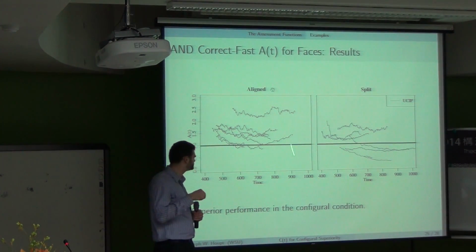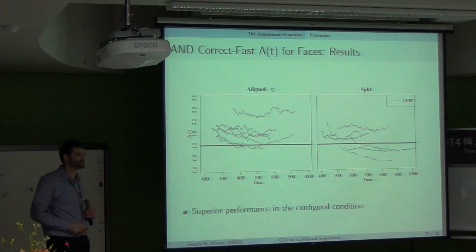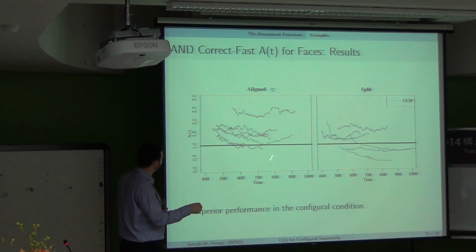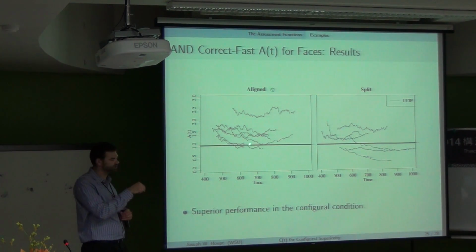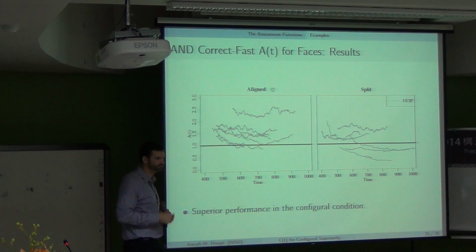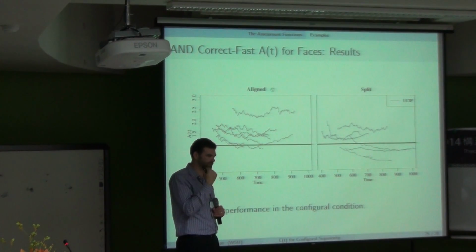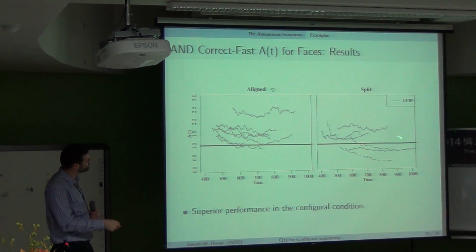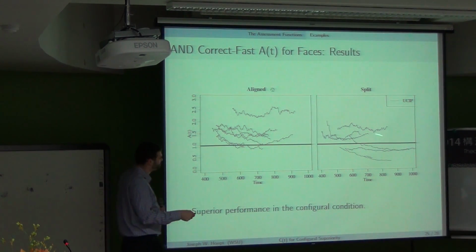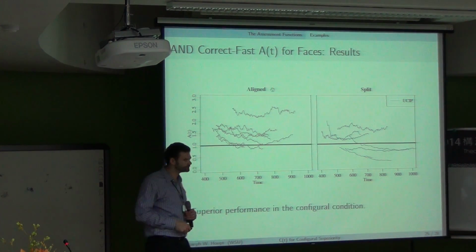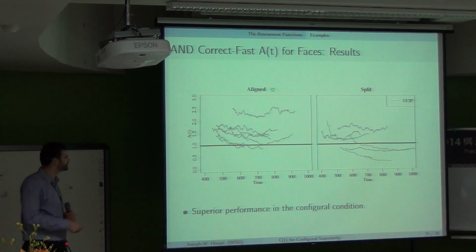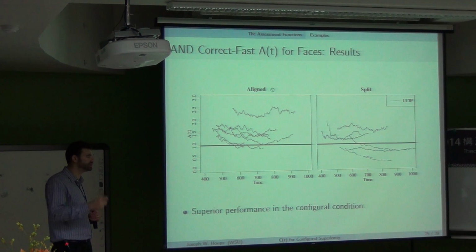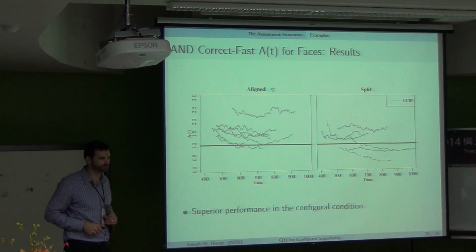This had very high accuracy, so these lines look almost exactly the same as the lines I showed you before for the capacity coefficient. When you have the aligned faces, people are almost across the board super capacity, so better with the pieces together in common orientation than they are with the parts. And at the split level, we got some better, some worse. At the group level, it's just a little bit above baseline value. But again, superior performance in the configural condition. So when they're in their canonical orientation, better than parts alone, but also better than the misaligned condition.